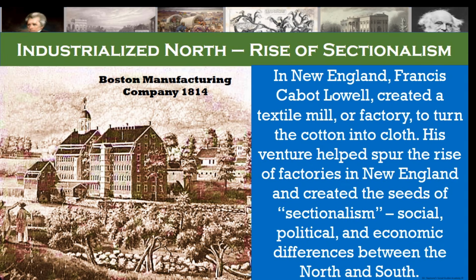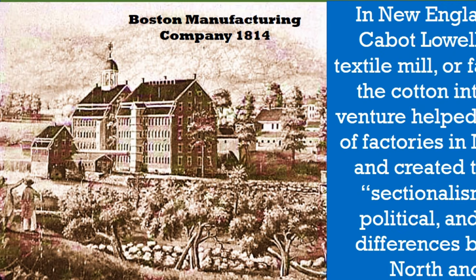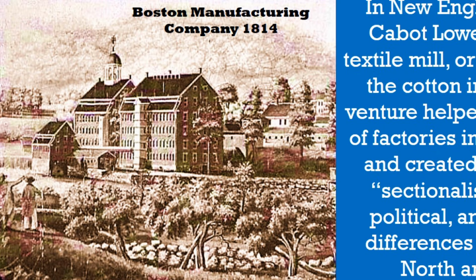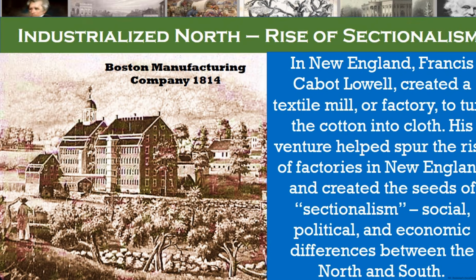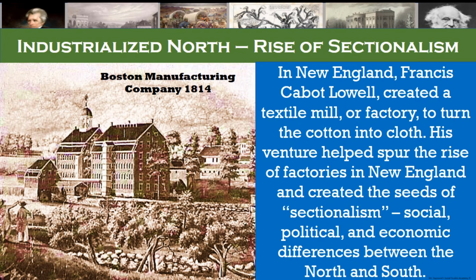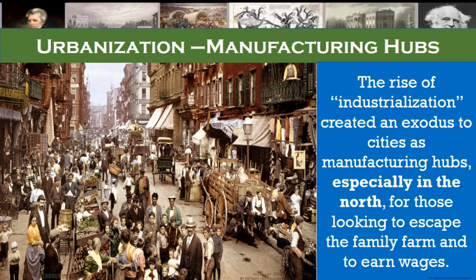In New England, a man named Francis Cabot Lowell created a textile mill, or a factory, to turn this cotton into cloth. His venture helped spur the rise of factories in New England and created the seeds of sectionalism, which was the social, political, and economic differences between the North and South. The rise of industrialization created an exodus to cities as manufacturing hubs, especially in the North, for those looking to escape the family farm and again to earn wages.